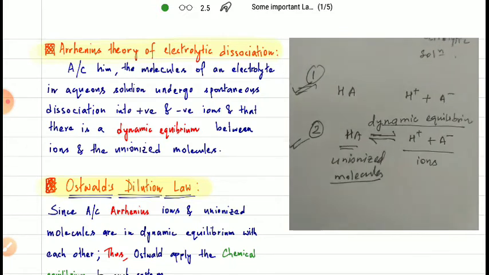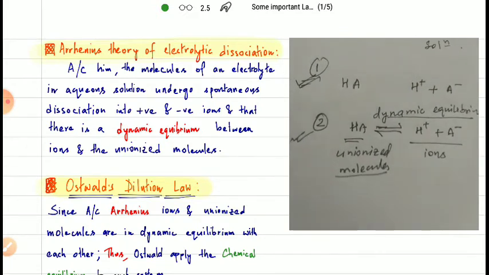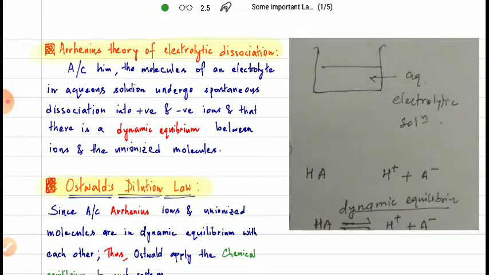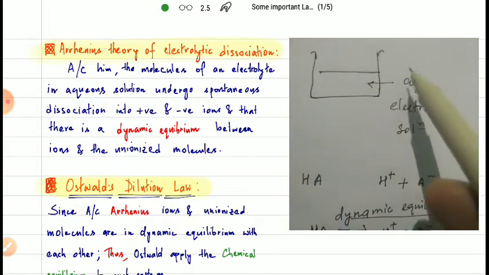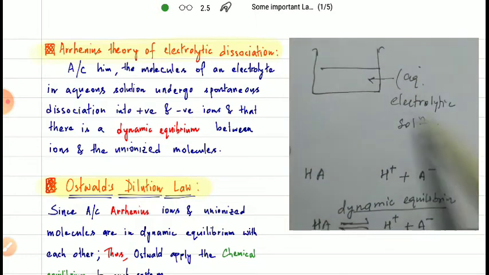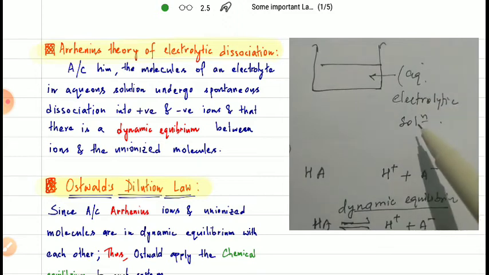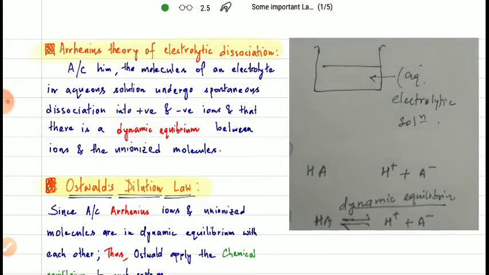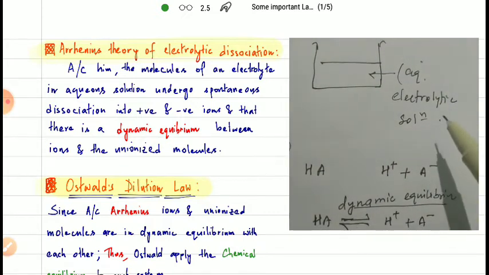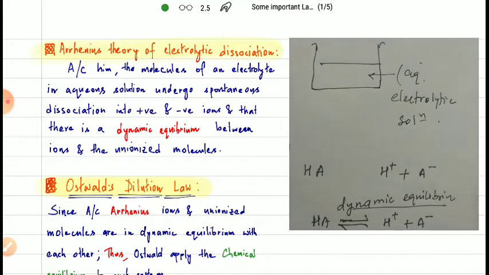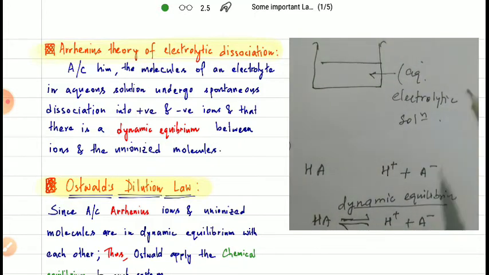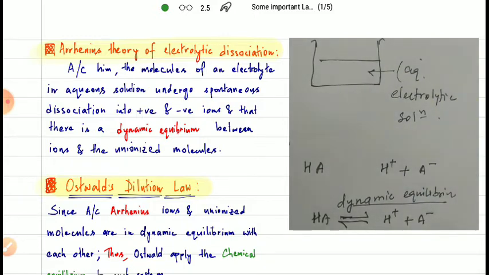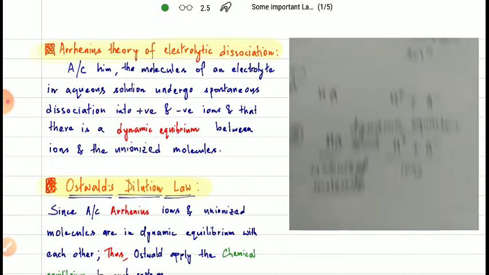Before discussing the other laws or theories, we have to clear some concepts. What is an electrolytic solution? When we add some electrolyte in some solvent, that solution is known as an electrolytic solution. And what is an aqueous electrolytic solution? If the solvent is water, then that electrolytic solution is known as an aqueous electrolytic solution.